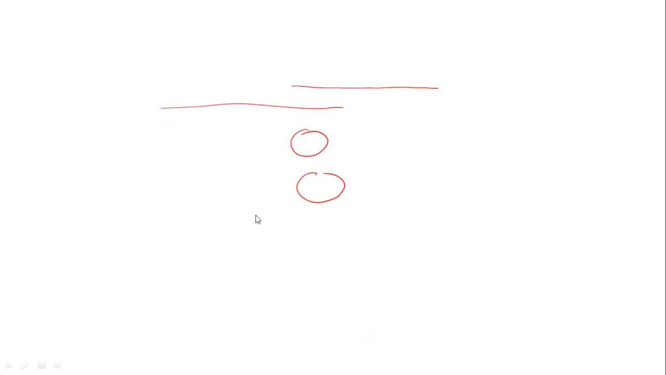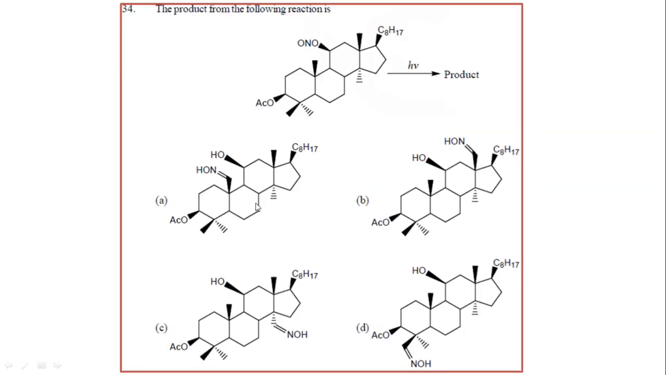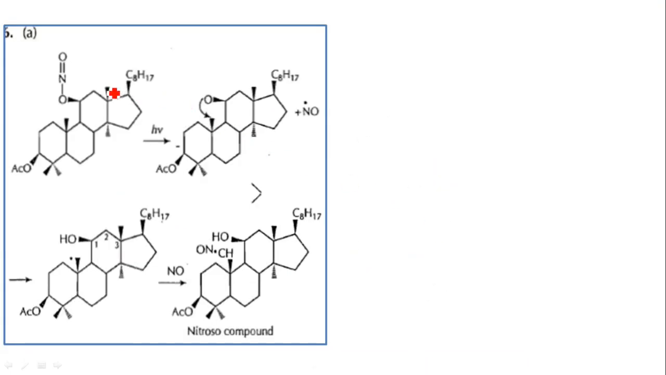Next question, question number 34. Here is the product formed in the reaction. The reactant is given, on treatment with h nu, a photochemical reaction. What will be the product formed? You take the reactant. This is ONO. On the photochemical reaction, this NO will be eliminated and you will get this one. This oxygen on rearranging gives OH and CH3 radical.